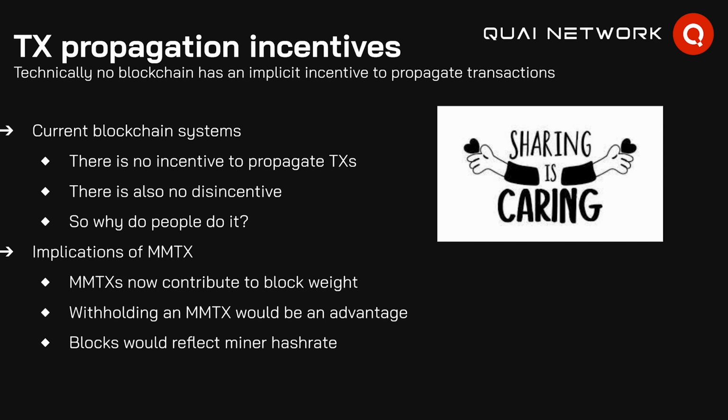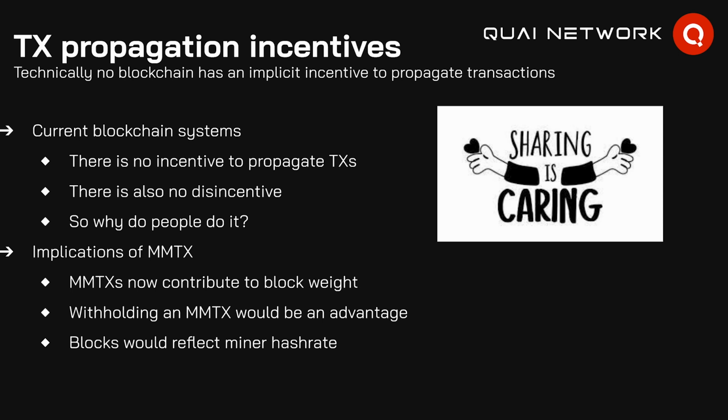So we've spent all these years running blockchains, and regardless if it's proof of stake or proof of work, if you have a fee-based inclusion mechanism, there is zero incentive for the miners to share or propagate those transactions. Crazy. So there's no incentive, there's no disincentive.